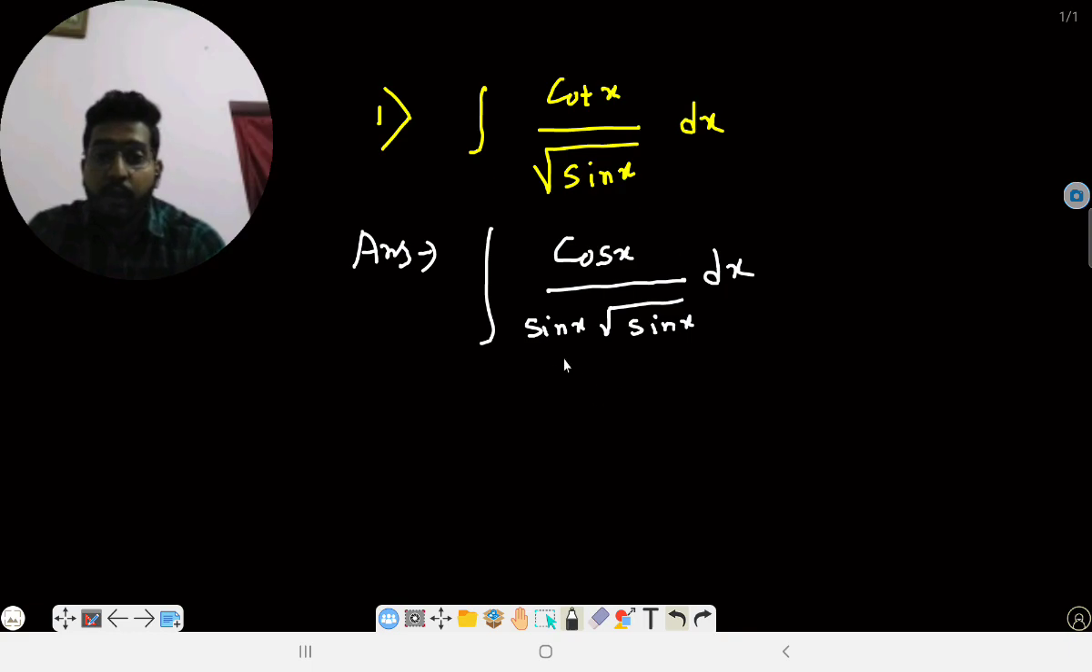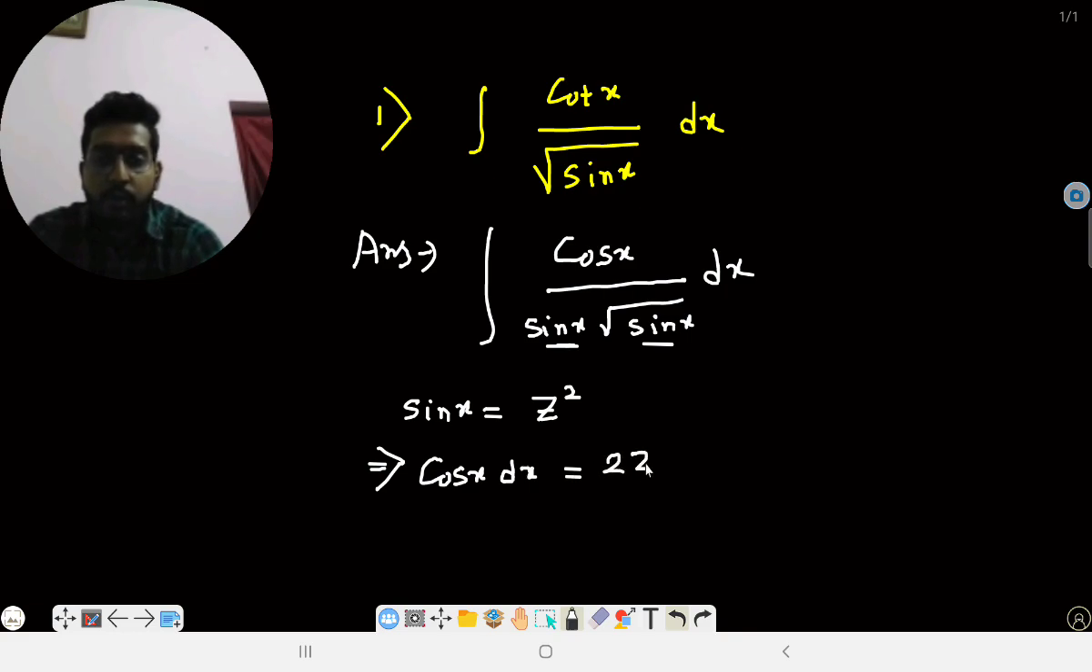Now we know one thing is that derivative of sin x is cos x. So here we will use that substitution. Okay, so here there is the sin x. So I am taking sin x equals to z square. Why z square? Because we can see there is a square root. Now differentiate both sides. Sin x will become what? Cos x dx, and z square will become 2z dz, like this.